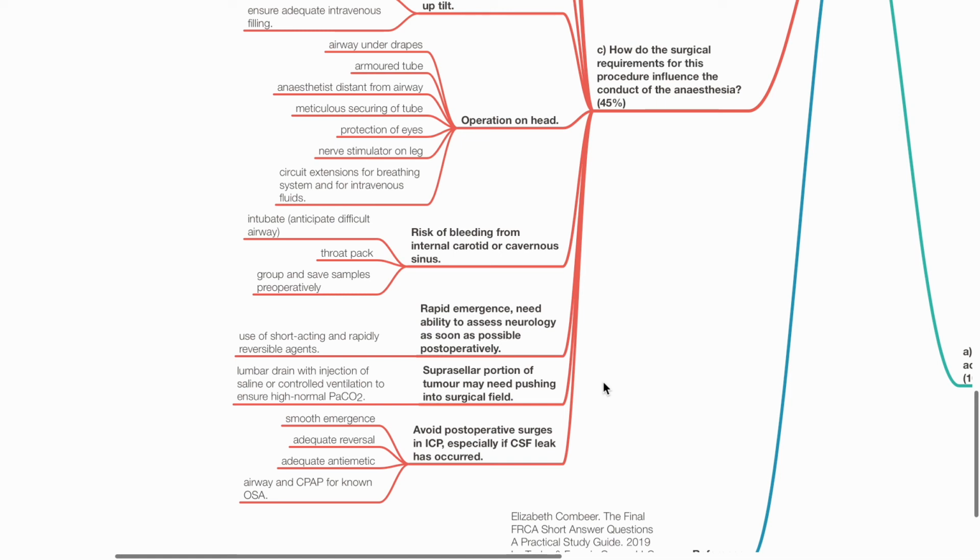The suprasellar portion of the tumor may need pushing into surgical field. Lumbar drain with injection of saline or controlled ventilation to ensure high to normal PaCO2 may be needed. There is a need to avoid post-operative surges in intracranial pressure, especially if CSF leak has occurred. This can be achieved by smooth emergence, adequate reversal and antiemetics, airway and CPAP for known OSA.